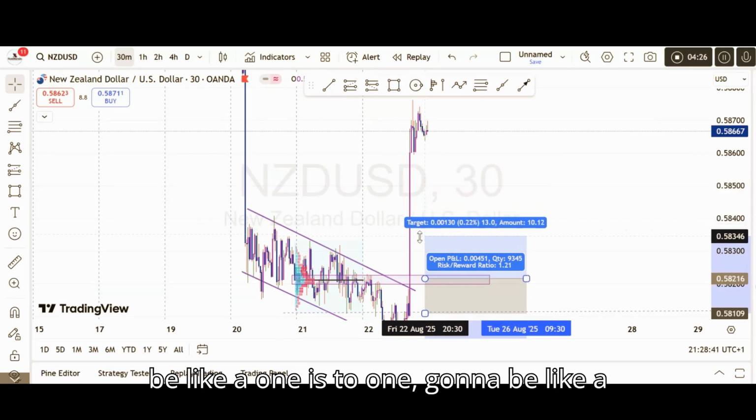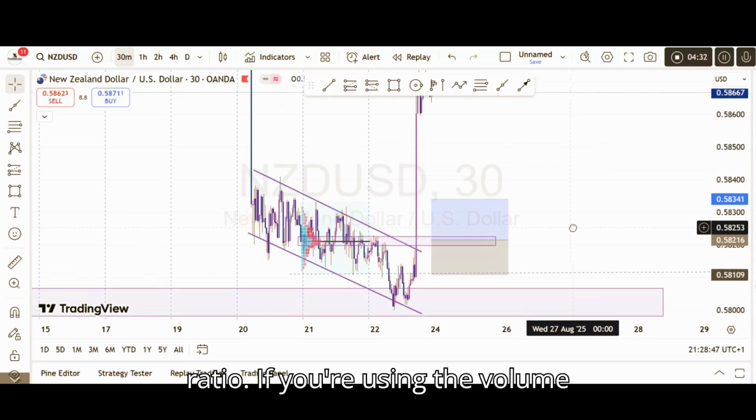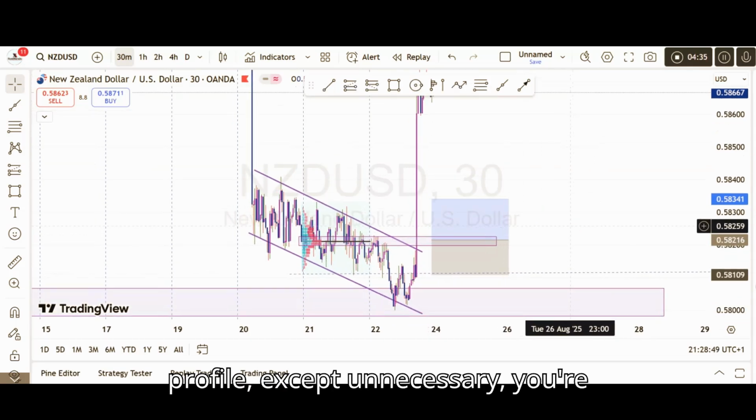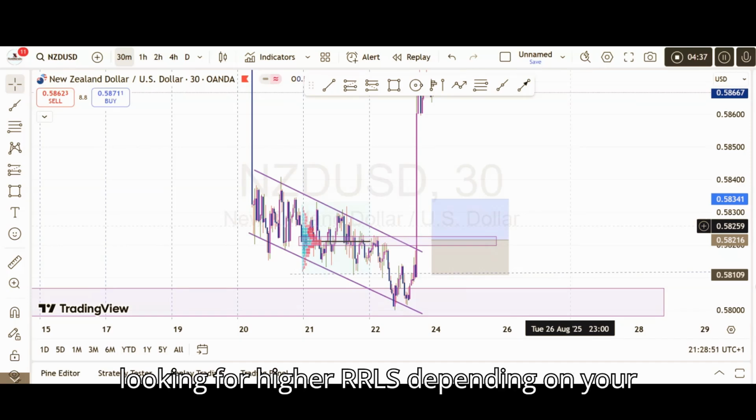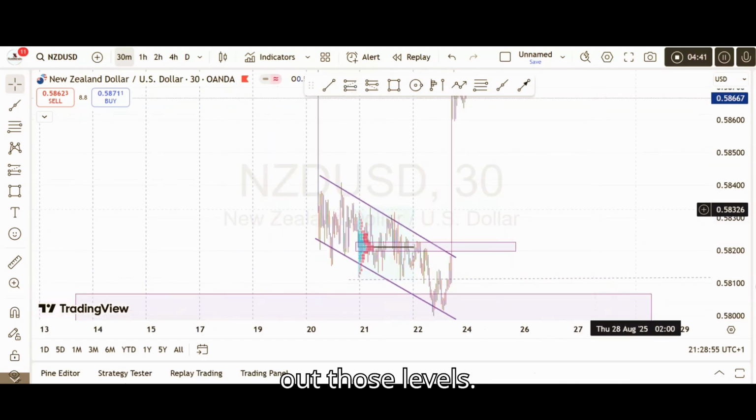So you're going to have a 1:1 risk to reward ratio if you're using the volume profile, unless you're looking for higher risk to reward depending on your strategy. So that's how you're going to work out those levels.